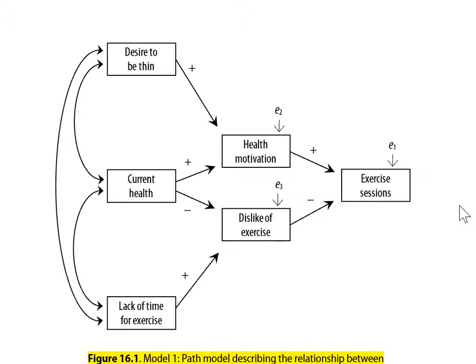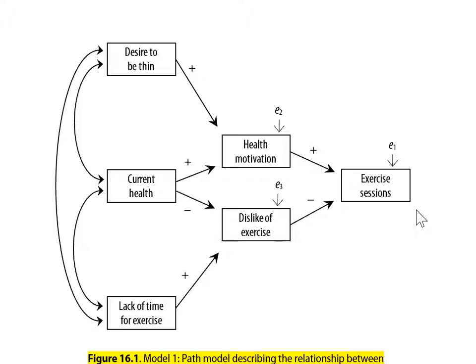Back to our model. Notice we have a little E1 with an arrow pointing at exercise sessions. This E1 is the error term, the residual term. Although we have a number of variables that are expected to have an effect on exercise sessions, variables like health motivation and dislike of exercise, we don't believe that 100% of the variance in exercise sessions is going to be accounted for by these predictor variables.